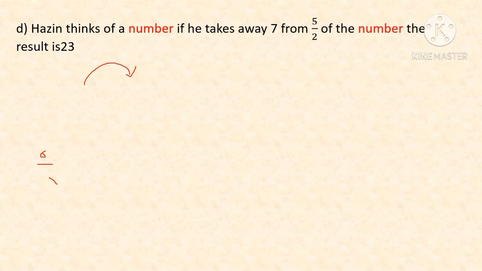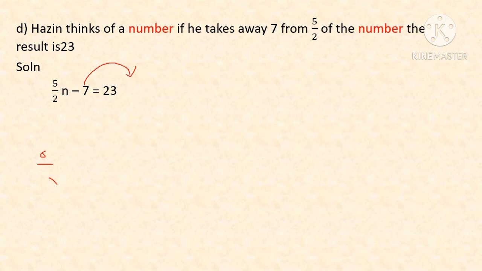5 by 2 of that number means what number he was thinking. So we can take that variable as n. So 5 by 2 n. The result is 23. So 7 from 5 by 2 n means first we'll be writing 5 by 2, right? 5 by 2 of the number means the number which he thinks. So we are taking that number as n. So 5 by 2 n. Takes away means minus 7. So from 5 by 2 n, we are subtracting 7. And the result is 23 means equal to 23.